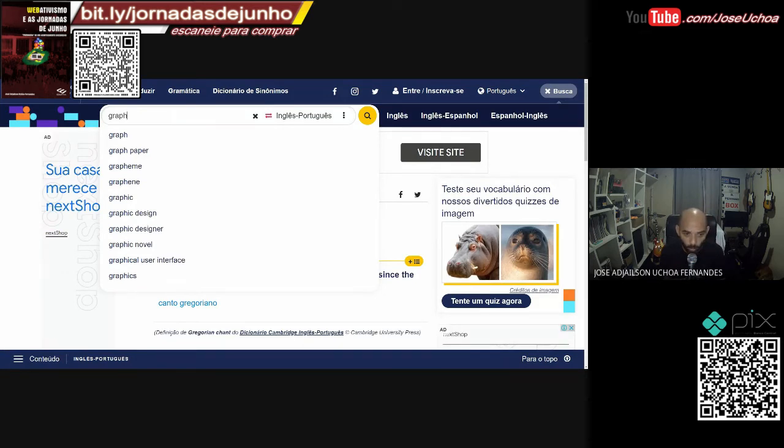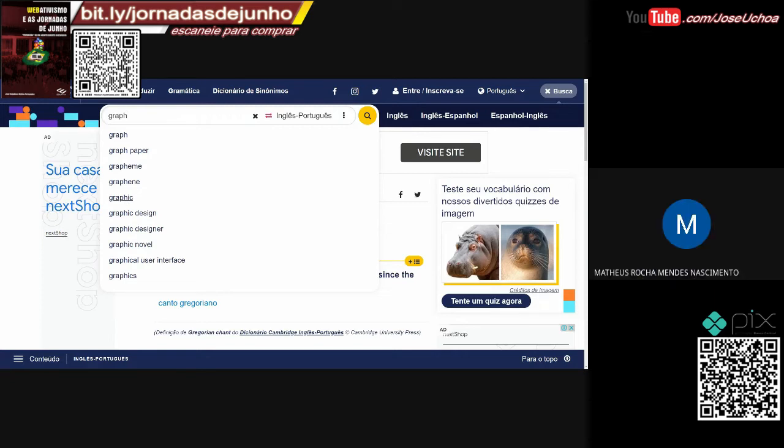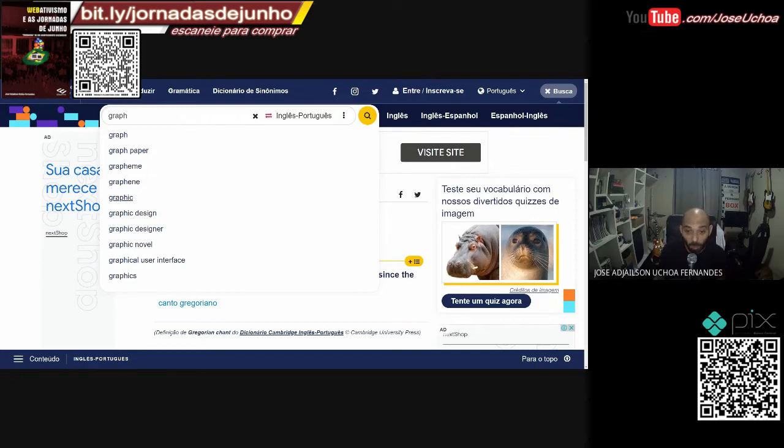Graph paper, grapheme, graphene. Bolsonaro is crazy about graphene and niobium. Graphic, and then we have graphics. Okay, but look, we have graph paper, grapheme, graphene, graphic. Do you think these words are similar to each other? Grapheme, graphene, and graphic? Yes. I think they are. Can I split graphic?